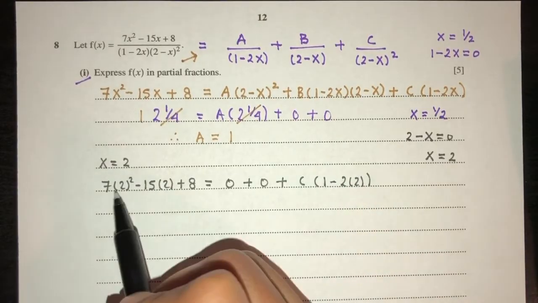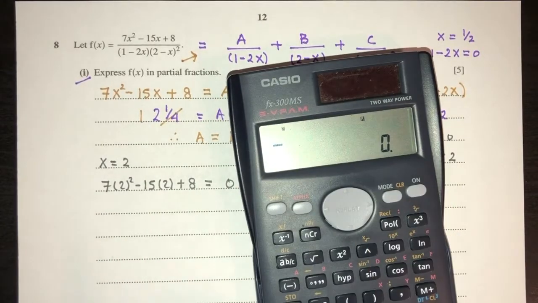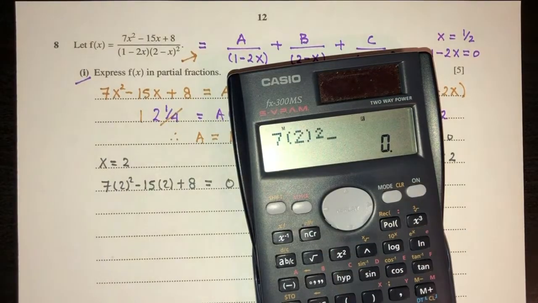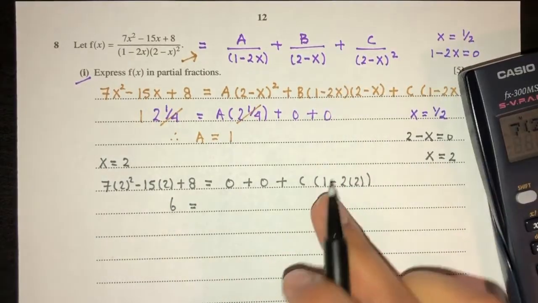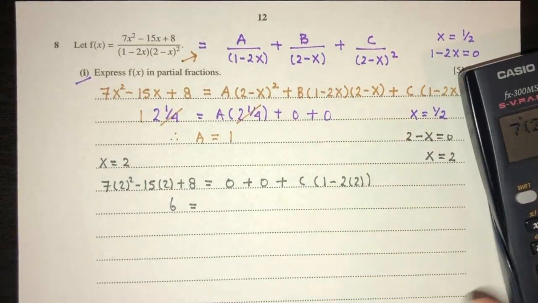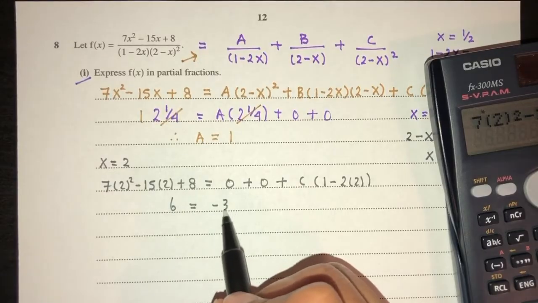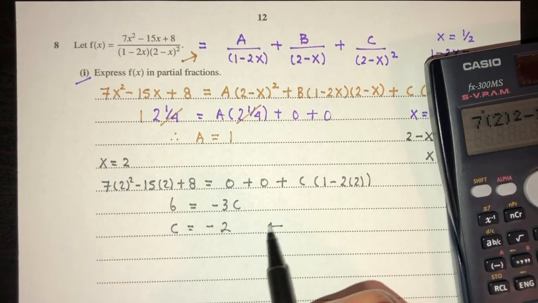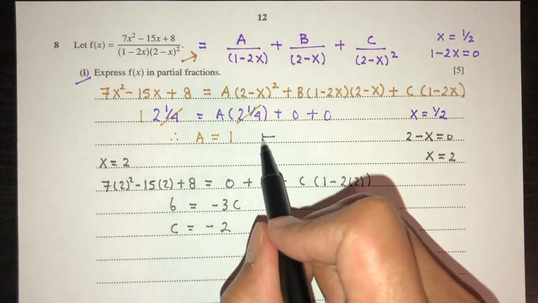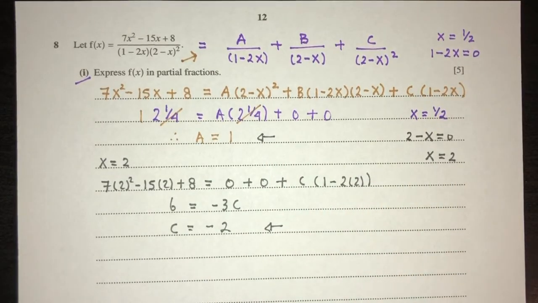Okay, so what is this value? We can simplify: 7 times 2 squared minus 15 times 2 plus 8 will be 6. And this will become c. So this is 1 minus 4, which is minus 3, c. So c is equal to minus 2. So c is this, a is this. Now we have to find the value for b.